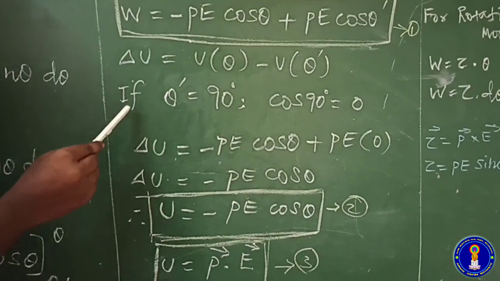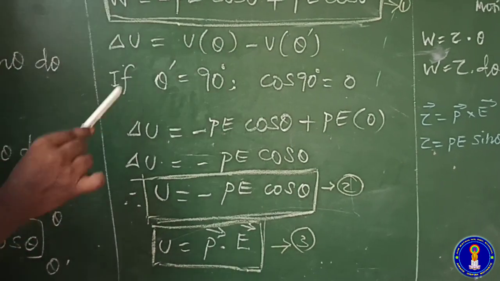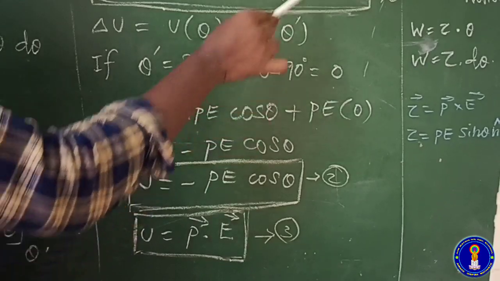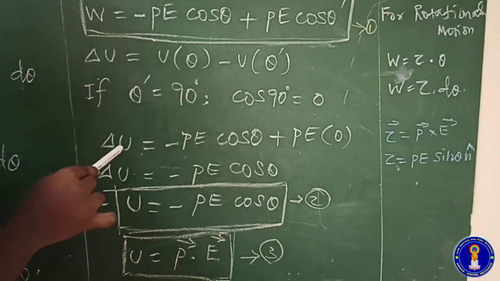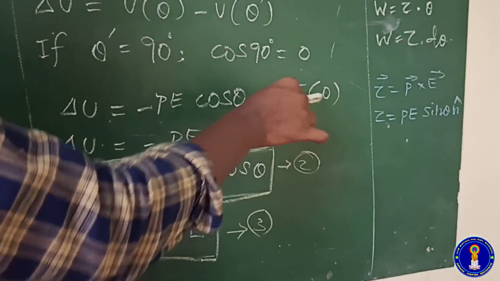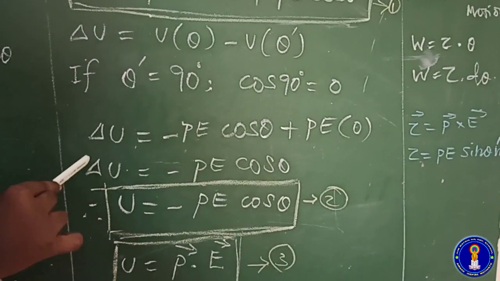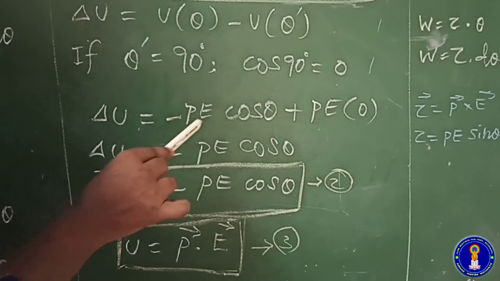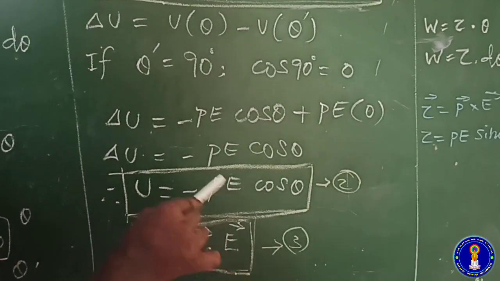So here, if theta dash is equal to 90 degrees, that means the initial angle, that is the reference point. Then you know cos 90 is 0. So you put the value in equation 1. So cos theta dash means 0. So del U is equal to minus p cos theta plus p cos theta dash, and that is 0 into p. So finally we get only U of theta. That is, del U is equal to minus p cos theta. Therefore, U is equal to minus p cos theta.